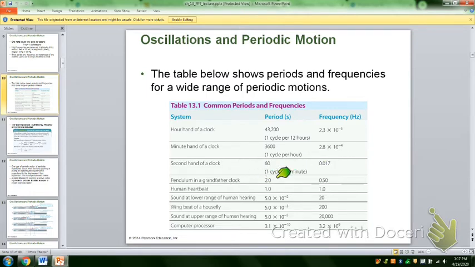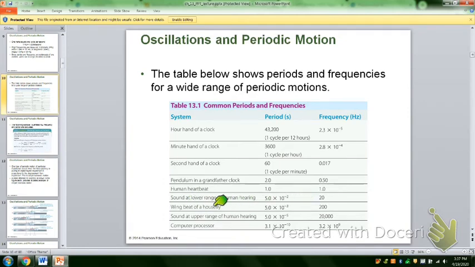For a pendulum in a grandfather clock, the human heartbeat has a frequency of 1 hertz, 1 period. So always remember when you're trying to remember what hertz means, 1 beat per second, the human heartbeat's average. Sound at the lower range of human hearing, and then down here they have sound at the upper range, so sound waves is what they're referring to there.